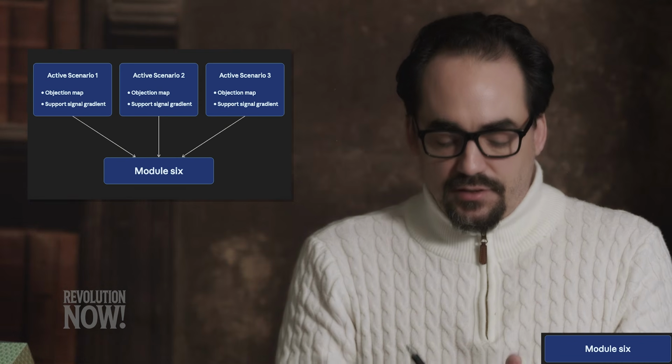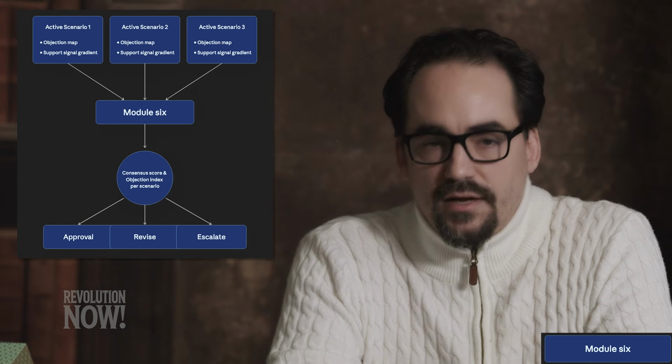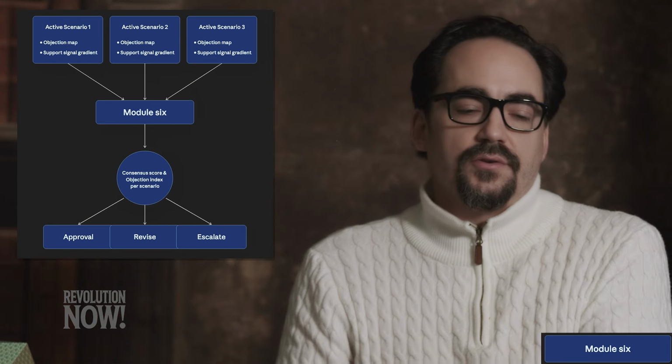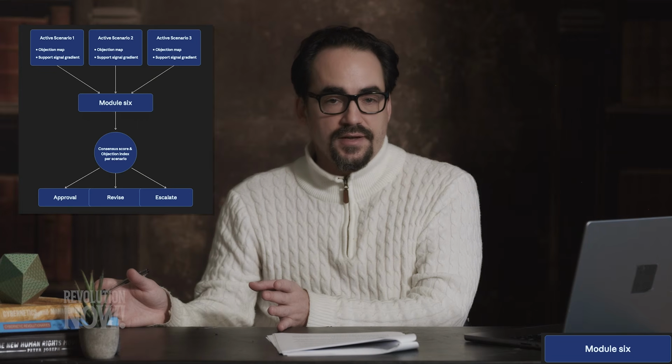Module 6 then, in an automated process, takes over, running its consensus math on each scenario independently and producing for each a consensus score, an objection index, all of this resulting in three potential outcomes, which is approval, revise, or escalate, which escalate means to move to Module 9 because nothing is working. Now let's explore this in more detail in Module 6, again as per the white paper. Module 6 takes in those three core inputs from Module 5, along with a potential fourth variable related to participants themselves, which I'm going to get to in a moment.